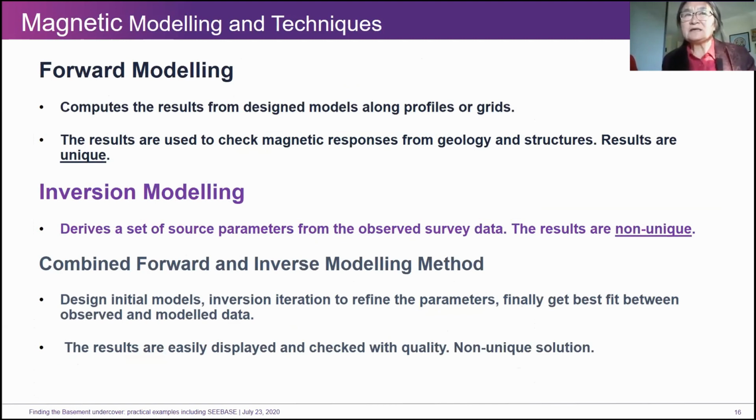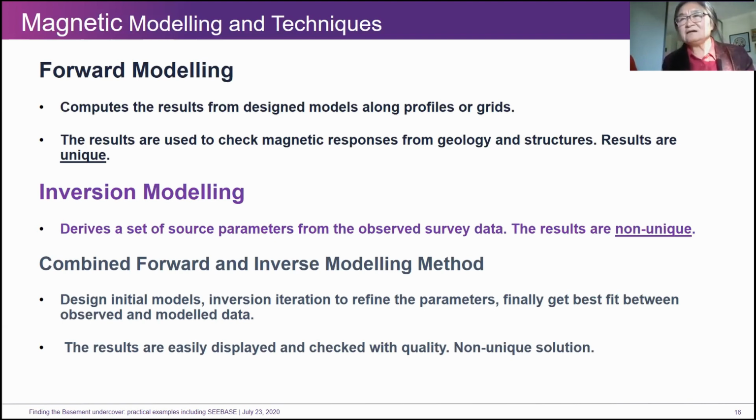So now I'm talking about some magnetic modeling and techniques. For doing this magnetic depth estimation, we use what I call three types of approach: forward modeling, inversion modeling, and combined forward and inversion magnetic modeling. For the forward modeling, we compute the results from designed models along the profile or grids. The results are used to check the magnetic response from geology and structures. The results are unique. And inversion modeling derives a set of source parameters from the observed survey data.